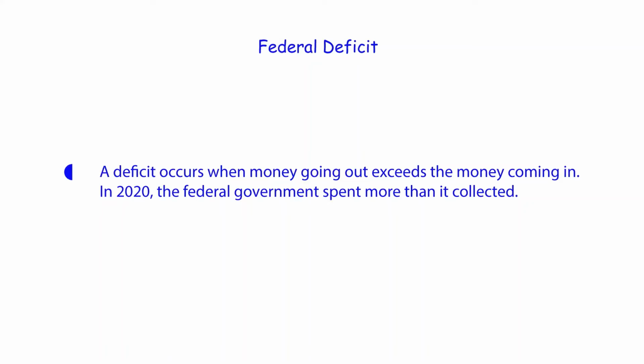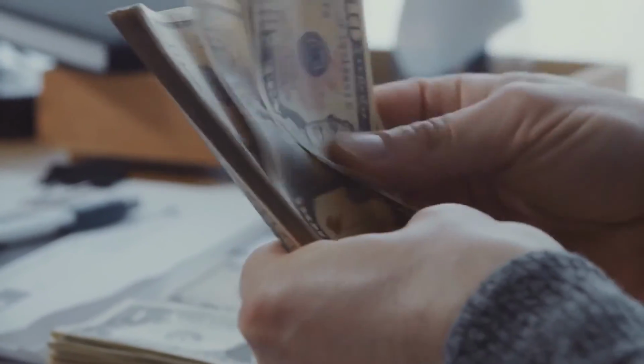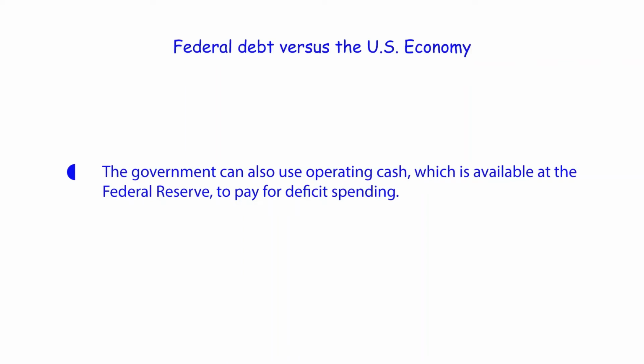A deficit occurs when money going out exceeds the money coming in. In 2020, the federal government spent more than it collected. To pay for a deficit, the government takes on debt. The total debt that the government owes is essentially the accumulation of deficits over time minus repayments of debt. The government can also use operating cash, which is available at the Federal Reserve, to pay for deficit spending.